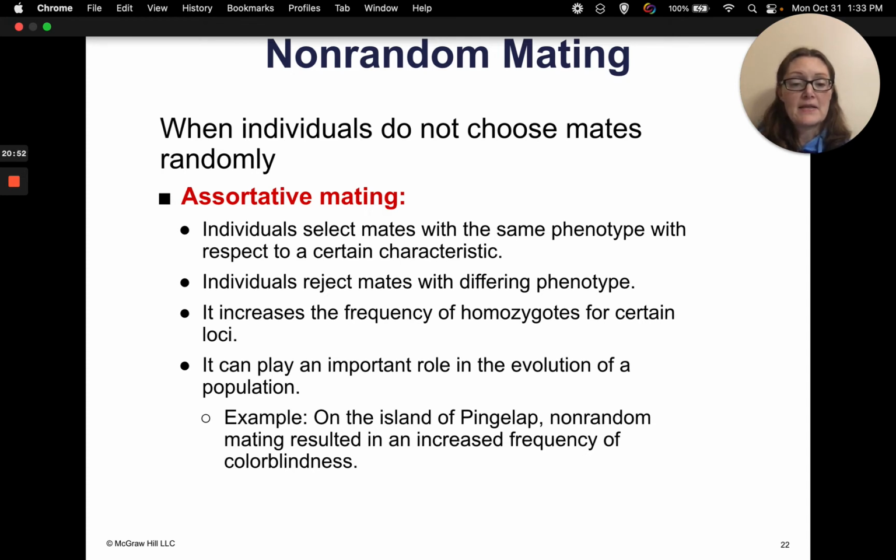So on the island of Pingelap, non-random mating resulted in an increased frequency of color blindness because that particular trait, whatever trait they were looking for, those males had color blindness as well, and so they kept selecting for those males, and the color blindness trait kept getting passed down as well.